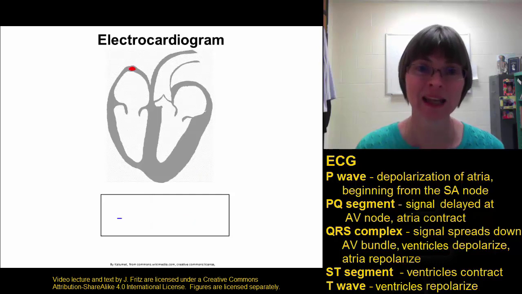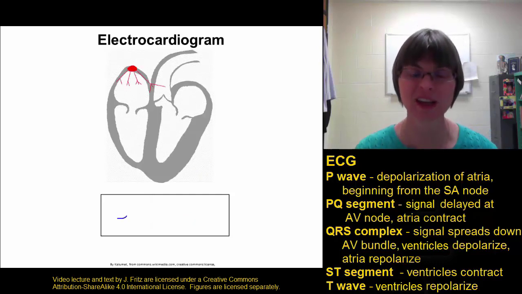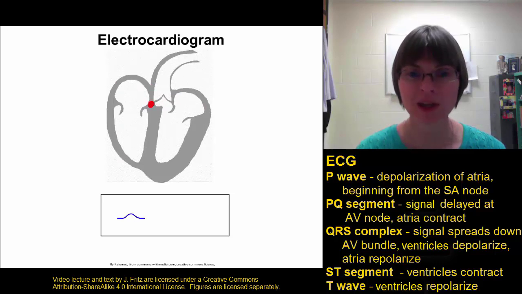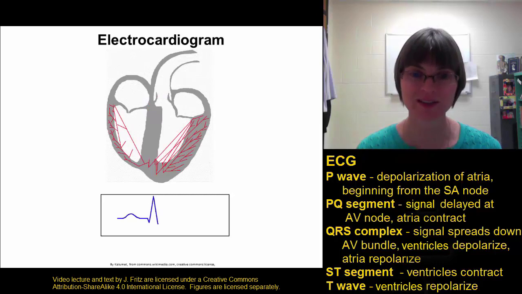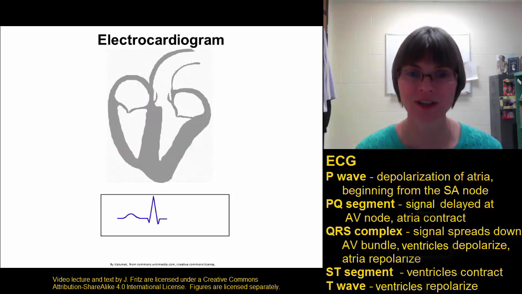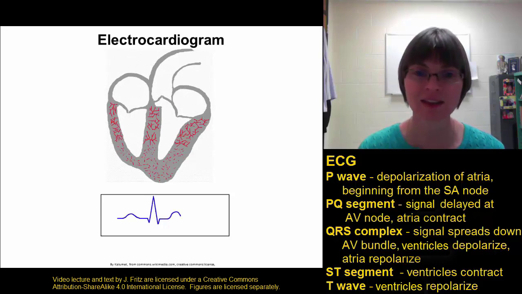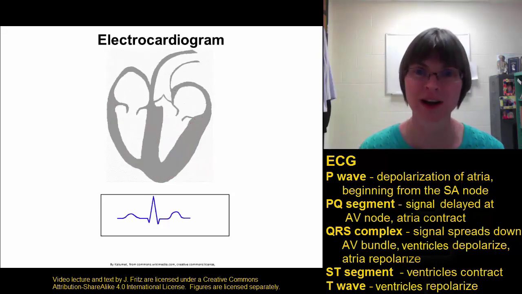So to see it again, the SA node signal spreads to the atria during the P wave. We have a pause during the PQ complex while the atria contract. Then the QRS complex as the signal spreads through the ventricles, so the ventricles can contract during the ST segment, and then the T wave where the ventricles repolarize again.